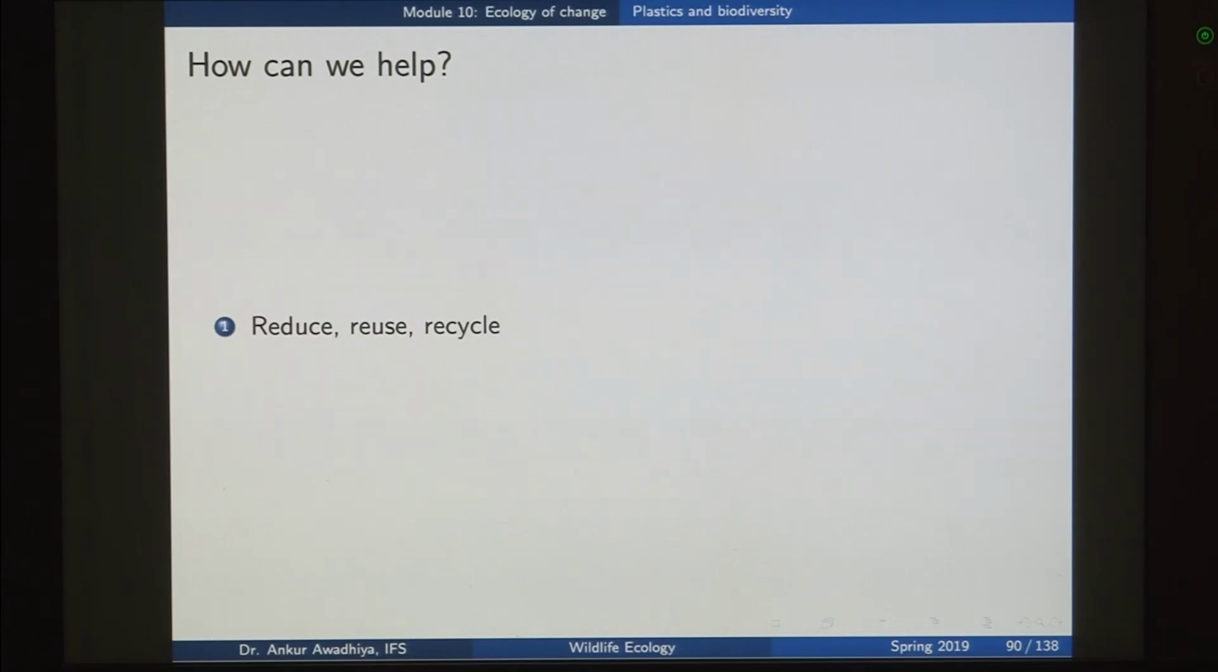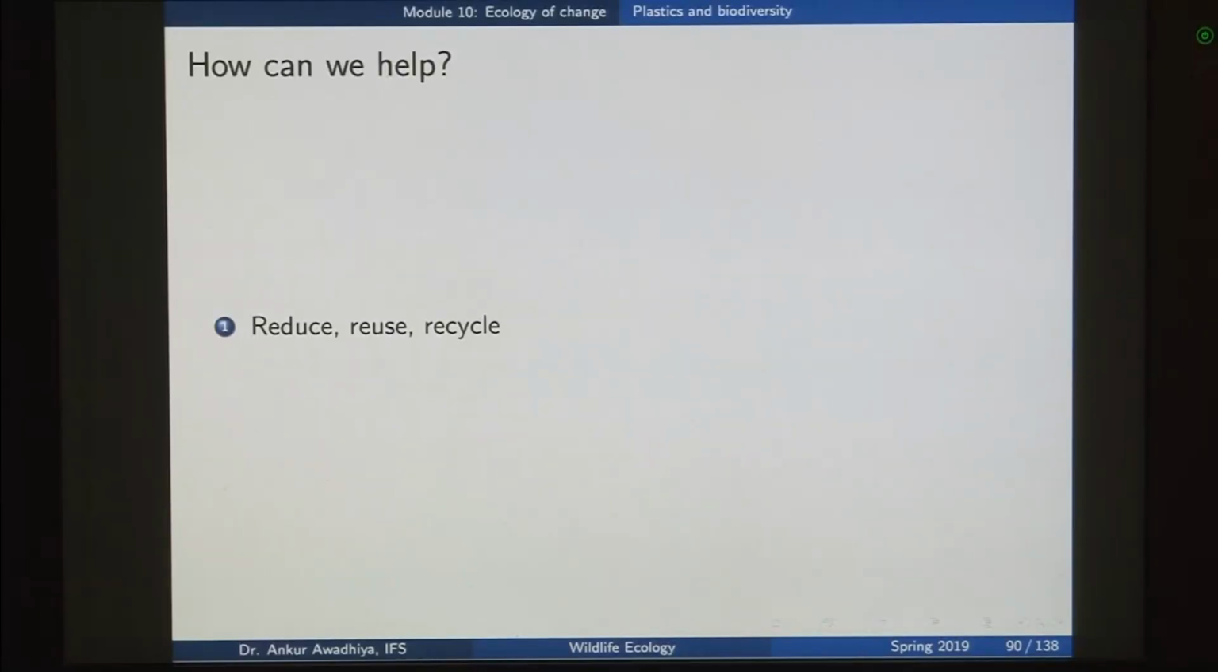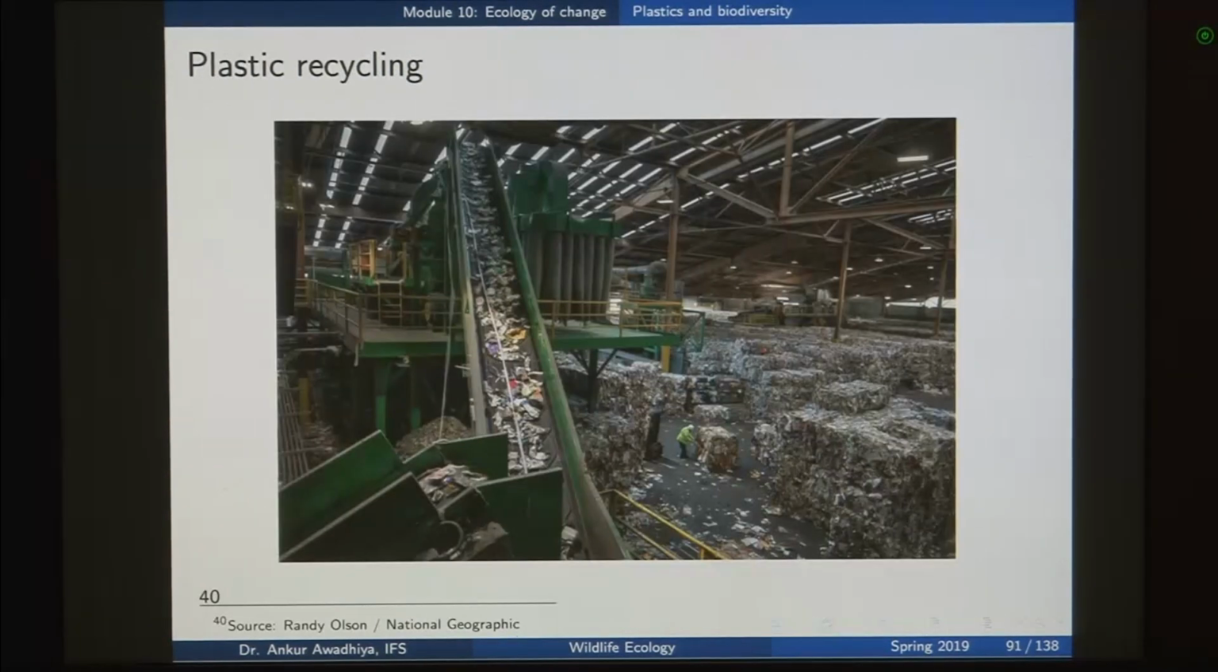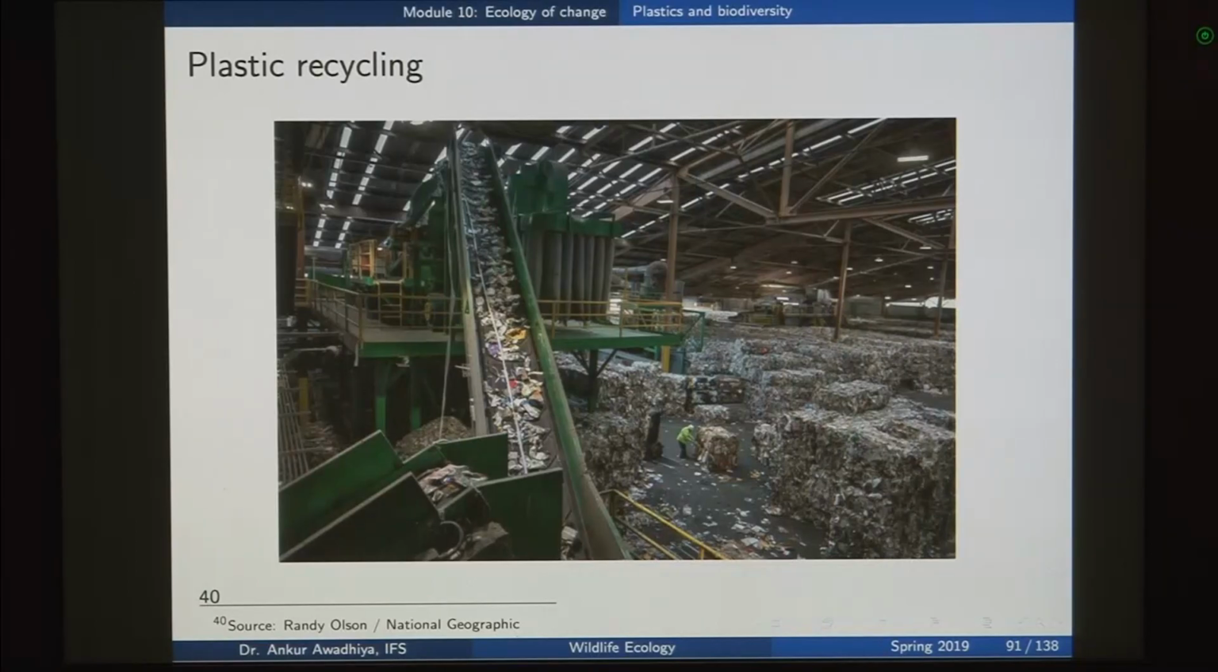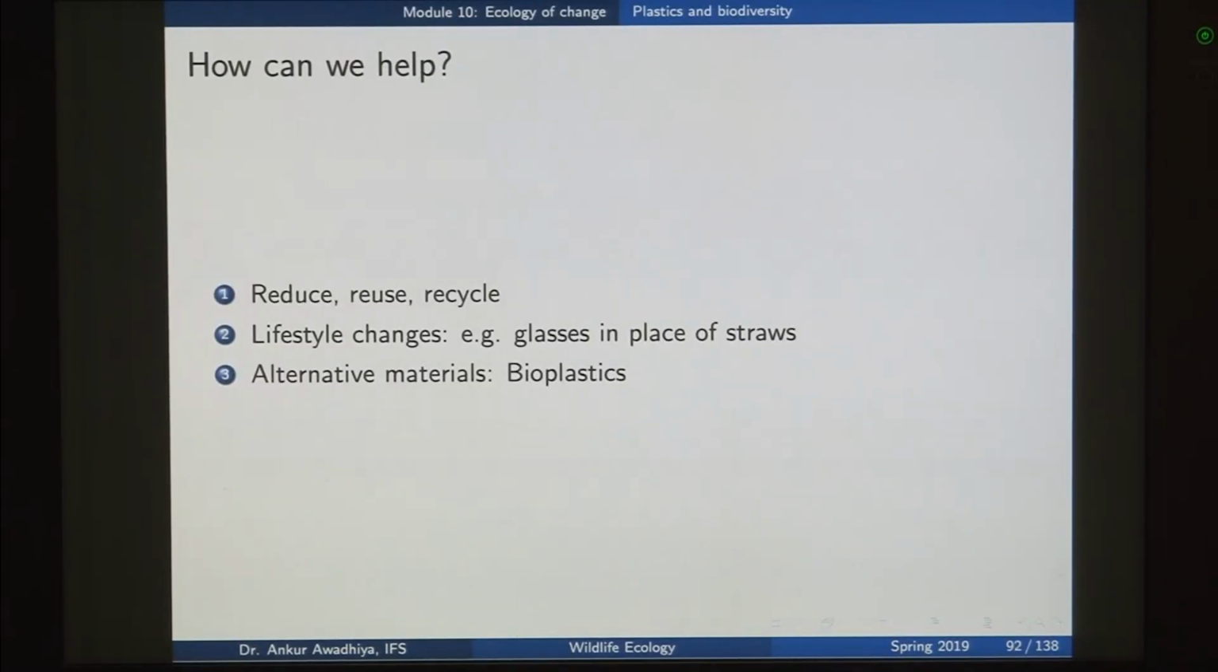Reuse. When we say reuse, if you have to use a plastic bottle, why not fill it up again? In that case you will reuse the plastic bottle and again reduce the demand, and at the end of its life cycle the plastic should be put through a recycling process. In the case of recycling, all these plastics are clumped together in the form of big bundles, and then they are reheated, remelted, and converted into some other products. So, reduce, reuse, recycle, lifestyle changes, glasses in place of straws, and use of alternative materials like bioplastics.